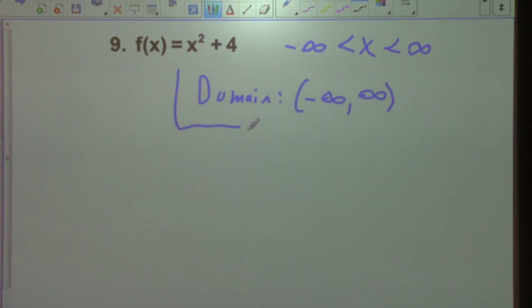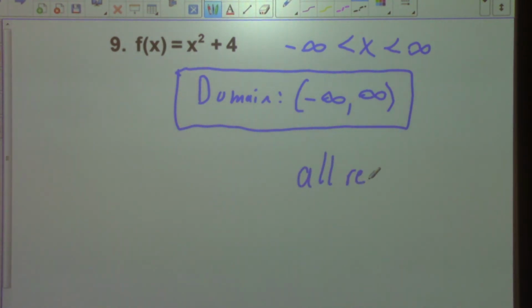And how did you know that the domain has all real numbers? That's what you say, all real numbers. Or you can do the little script R. How did you know that it was all real numbers? Because if it's a function, it can be all real numbers, right? So that's one thing. And normally, for most functions, the domain is going to be all real numbers.